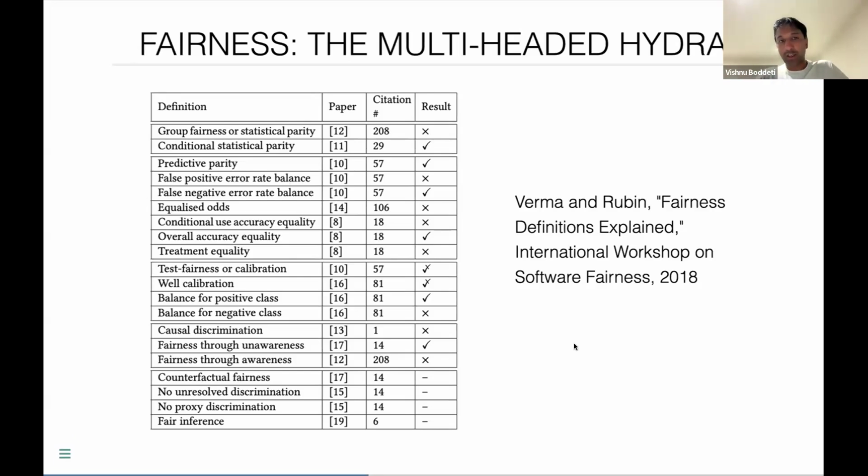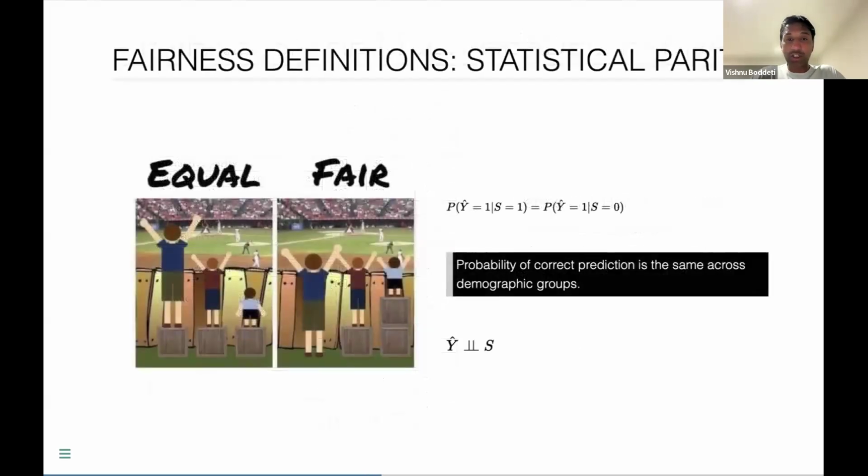In fact, there are close to 30-40 different definitions of this fairness. And people try to design algorithmic tools which can enforce these kinds of fairness constraints in AI systems. So I'll just go through a few of them very quickly. One of them is called statistical parity. Basically, it means that the probability of correct prediction should be the same regardless of whether, let's say, I'm male or female.